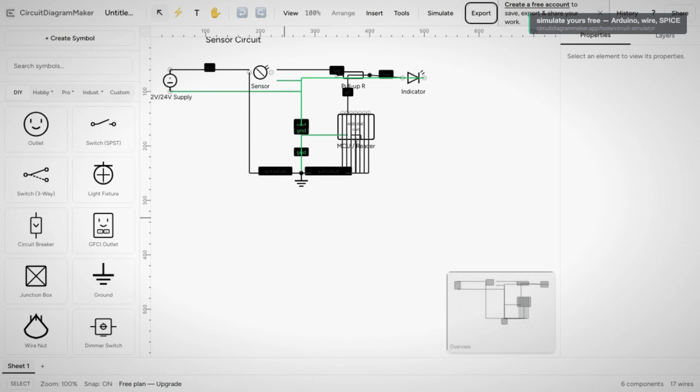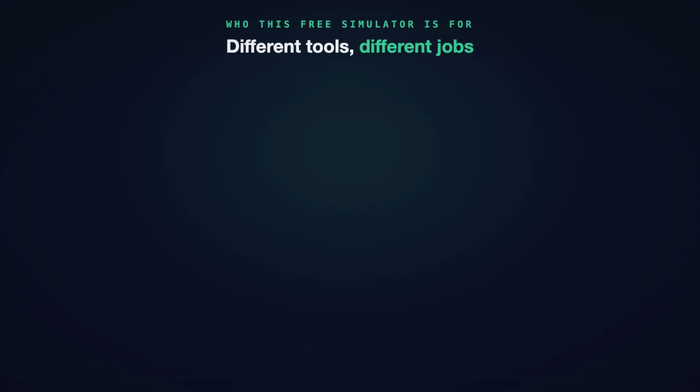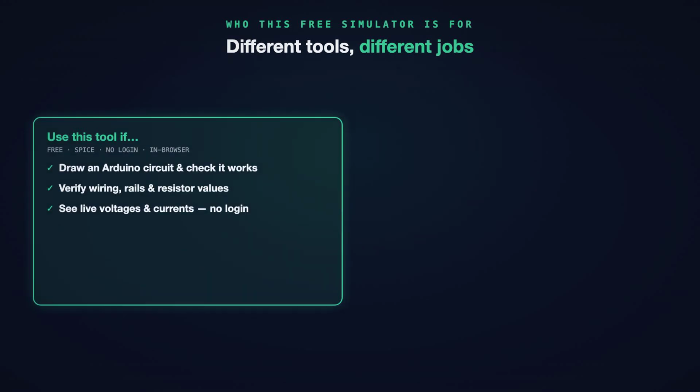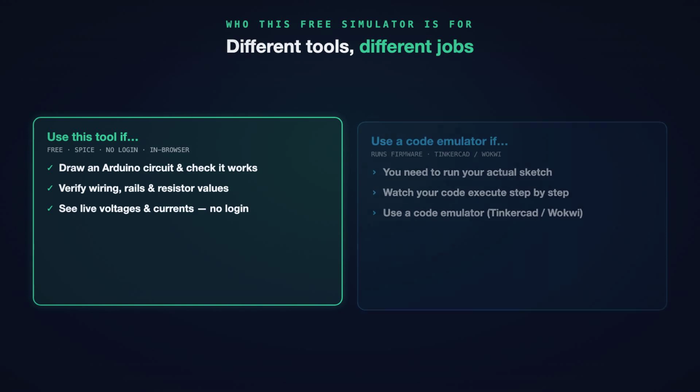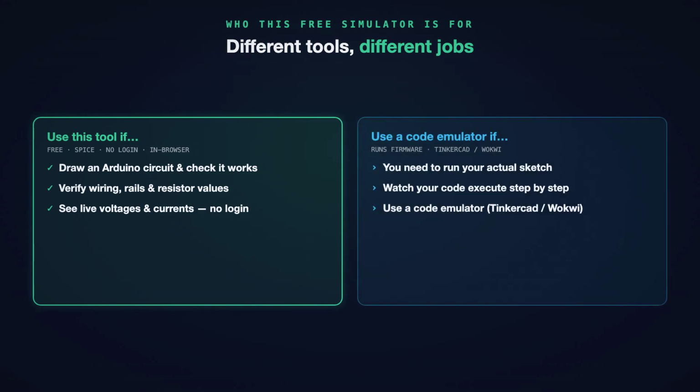So, who is this free Arduino circuit simulator for? If you want to draw an Arduino circuit and check that it is electrically sound, the wiring, the rails, the resistor values, the currents, this does it free in the browser with a real Arduino Uno symbol and a real Spice engine. No login, no install. If you specifically need to run your sketch and watch your code execute, use a code emulator like Tinkercad or Wokwi instead. Different tools, different jobs, and now you know exactly which job this one does.